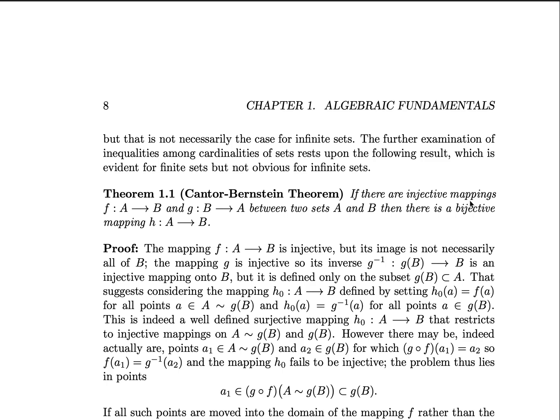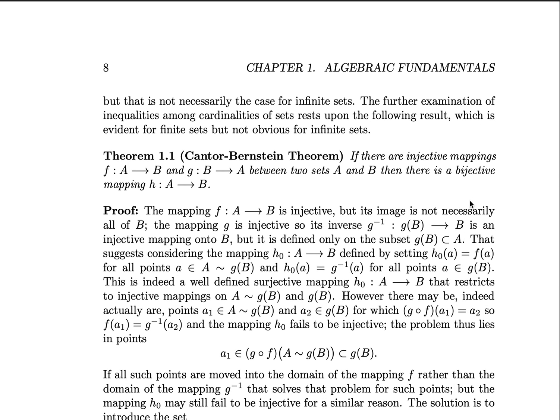A further examination of inequalities among cardinalities of sets rests upon the next result, the Cantor-Bernstein theorem, which is evident for finite sets, but not obvious for infinite sets.